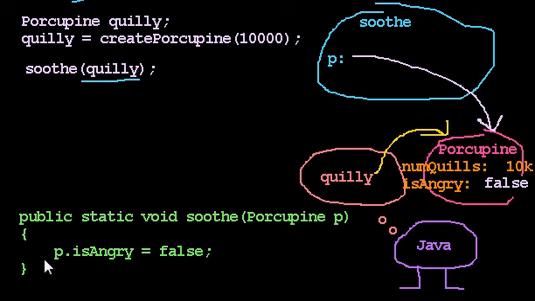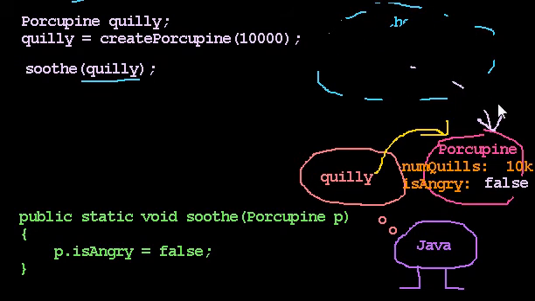Now I think you see that this works. At the end of this method, P is going to die. This whole thought bubble about soothing is going to go away. This arrow is going to go away. But did we succeed? Did that have a lasting impact on the world? Yes, it does, because Quilly now refers to a porcupine who is no longer angry. Okay, so this is the right way to do it. And in fact, I should really be smart here and leave that on the screen before I make a mess.